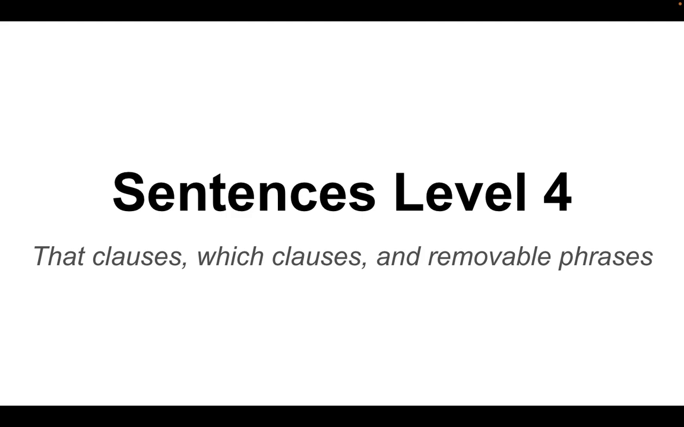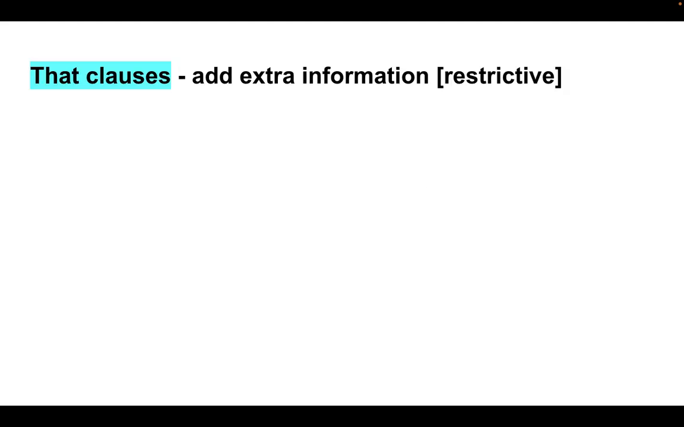Before we get into that, let's talk about the next level of sentence structures. This is sentences level 4: that clauses, which clauses, and removable clauses. So the first on the list are that clauses. Now, that clauses are also called restrictive relative clauses. That's the grammar terminology for them. But they're another method that we can use to take an existing sentence formula and add extra information onto that clause. Now, you should note they can be added to any of our existing sentences. So let's take a look at how and why we use them.